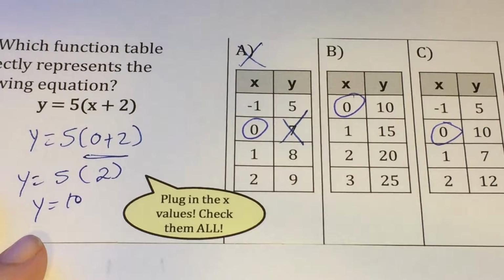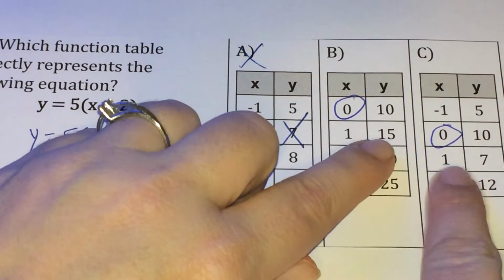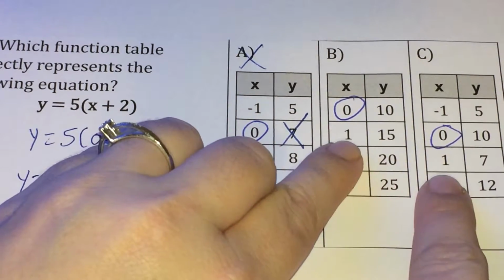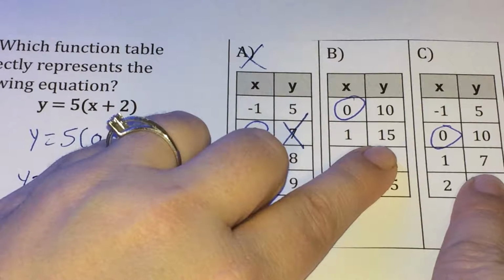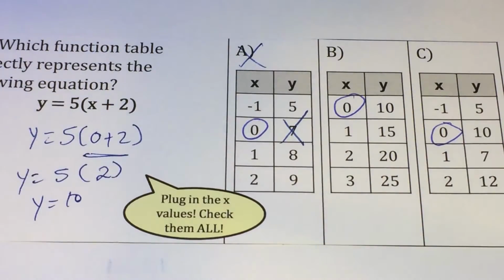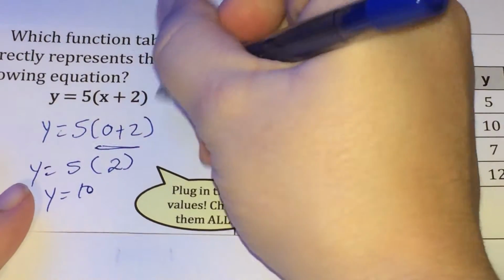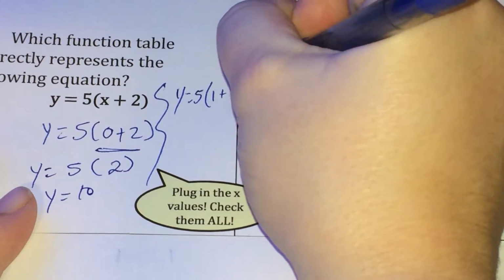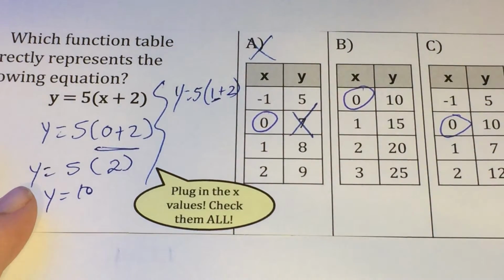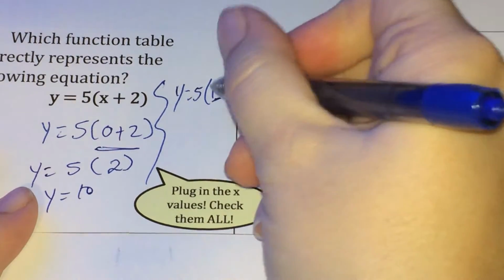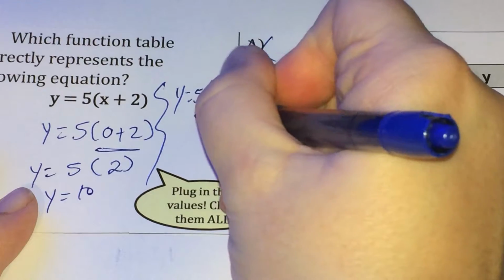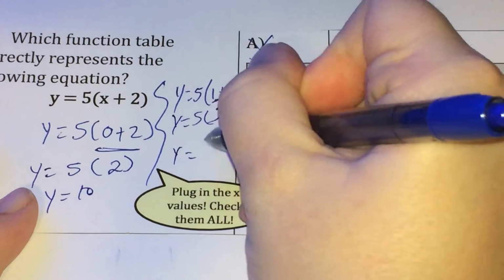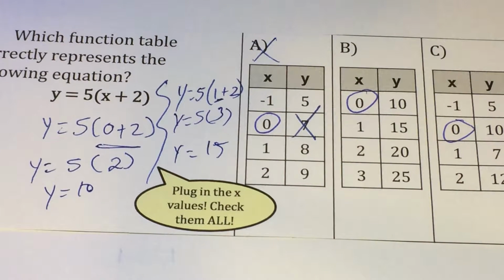So now I'm going to look here at my tables, and I see that I have a difference here for 1. If I plug in 1, it's saying I should either get 15 or 7. So I'm going to go ahead and plug in 1 and see what I get. Do I get 15 or do I get 7? I'll do that right here. Y equals 5 times 1 plus 2. I'm plugging in my 1 there for the x. I'm going to do my parentheses first. 1 plus 2 is 3. So y equals 5 times 3. Y equals 15.